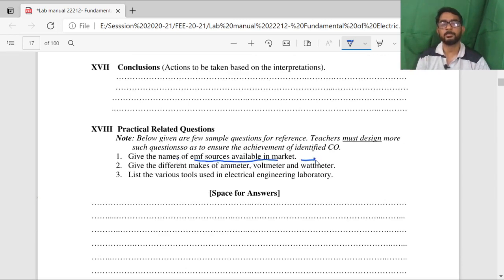He can search for these sources either by visiting a particular shop or from IoT devices. Different makes of ammeter, voltmeter, and wattmeter. Please see, an ammeter is used to read the current, a voltmeter is used to read the voltage, and a wattmeter is a device which is used to read the power.